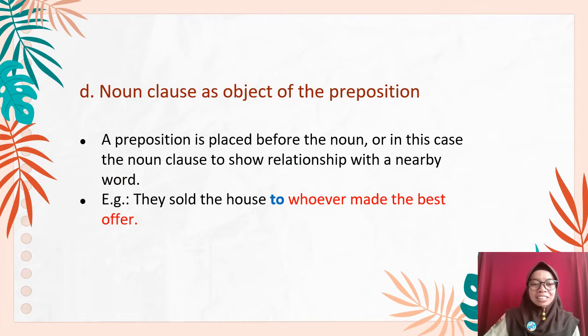Now let's talk about noun clause as object of the preposition. A preposition is placed before the noun, or in this case, the noun clause, to show the relationship between a nearby word. Please have a look at the example. They sold the house to whoever made the best offer. In this sentence, the preposition to is followed by the noun clause whoever made the best offer.